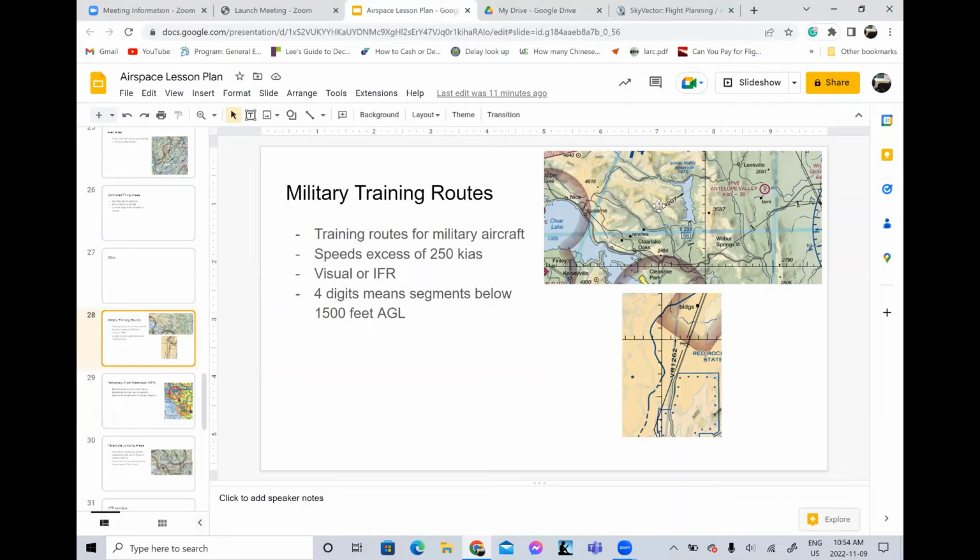These routes can be flown visually or under instrument flight rules. As you can see here, it says IR, so it means this route is going to be flown under instrument flight rules, and down here it says VR, which means it's going to be flown visually. The next thing you've got to pay attention to is the VR number, which is a 4-digit or 3-digit code. If it has 4 digits, it means that there are segments of this route that go below 1,500 feet AGL.